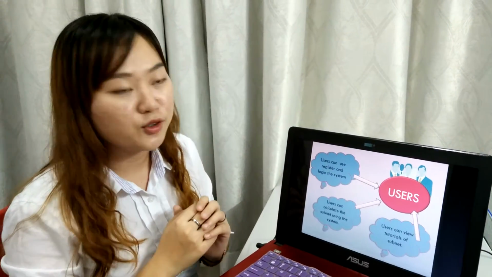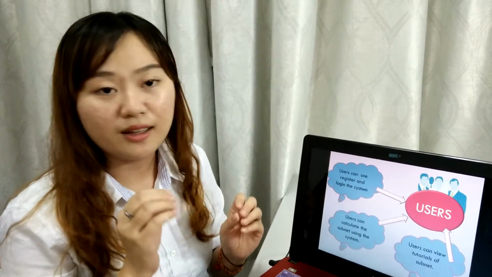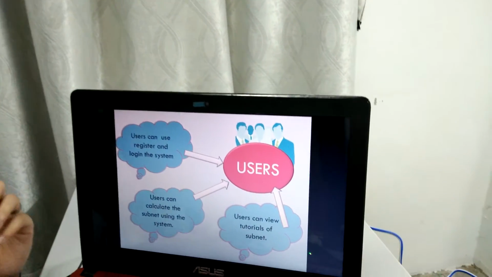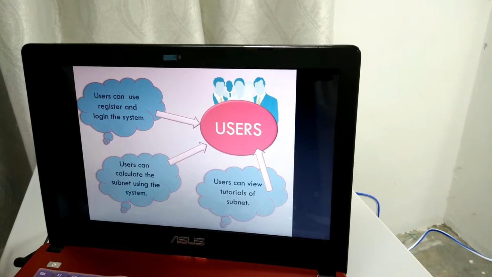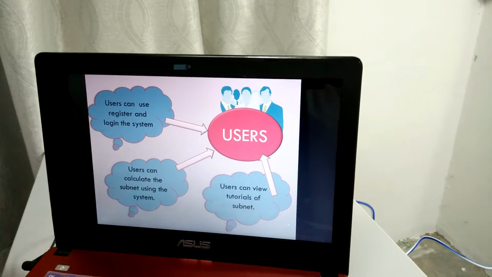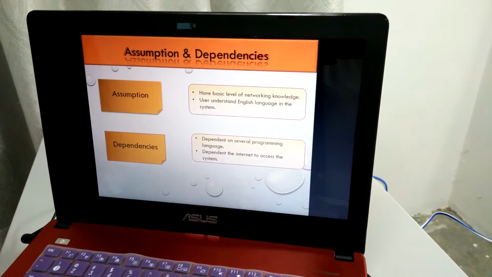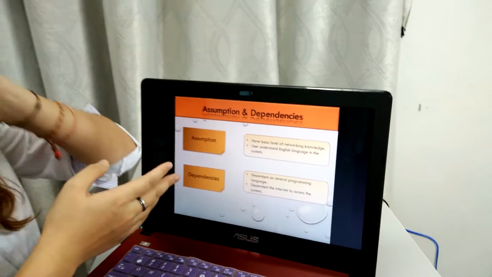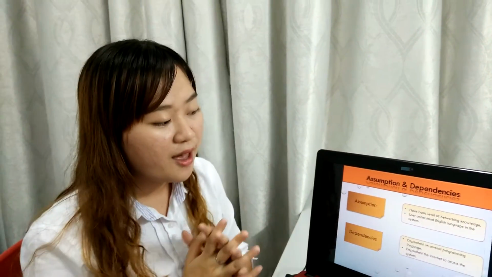And the next one is the user. Our user is anybody who can use the system. The user can register and log in to the system, and can calculate the subnet using the system. The last one is the user can view the subnet tutorial and also the explanation. The next one is the assumptions and dependencies. We have to assume that the user has a basic level of networking knowledge, and the user understands the English language in the system.